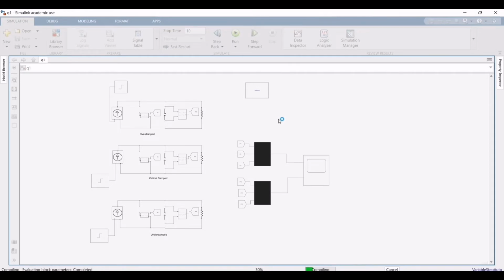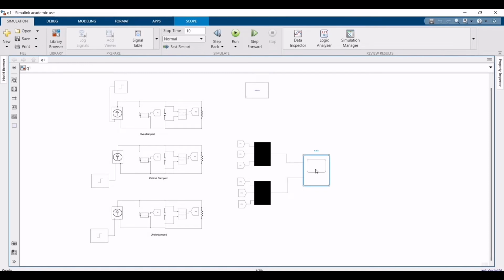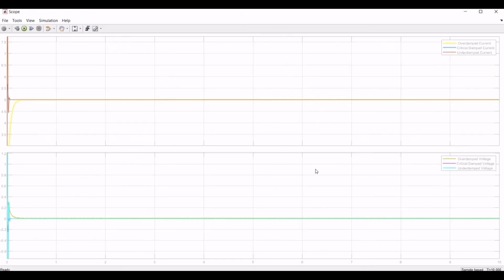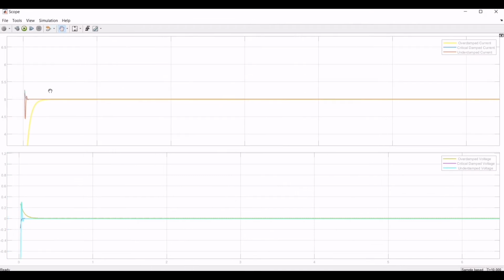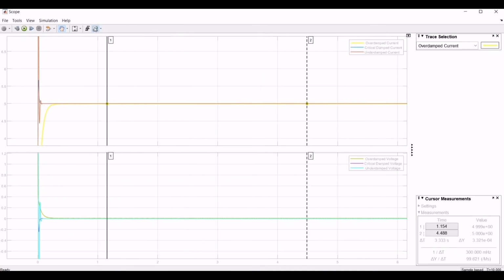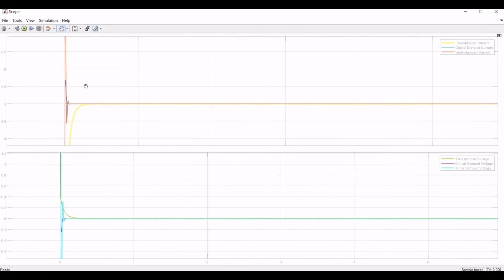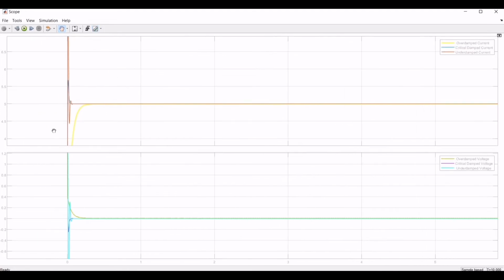Once we run our circuits, it needs some time to compile. Once the compile is done, we double click on the display, or the scope, and it needs some time to run. So there you go. This is our graph shown by MATLAB for the critically damped, underdamped, as well as the overdamped response.